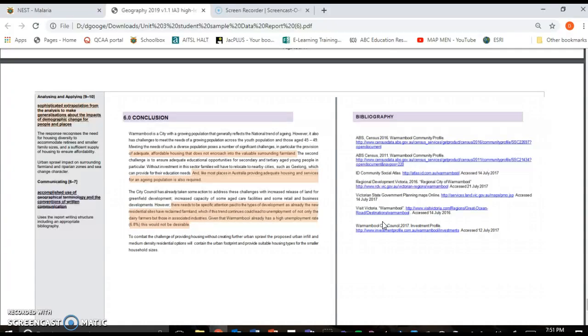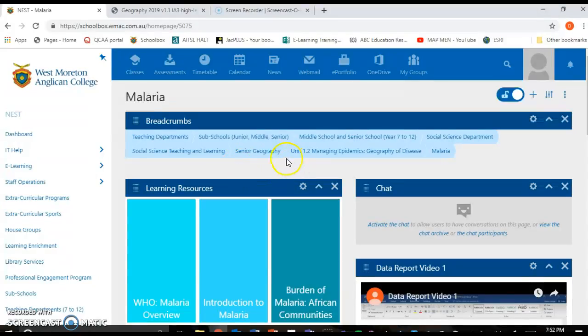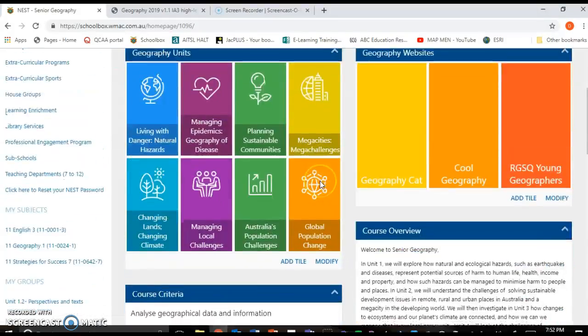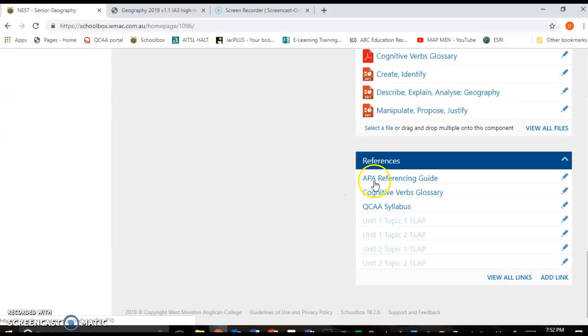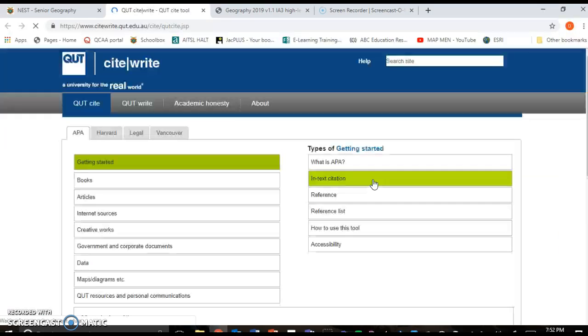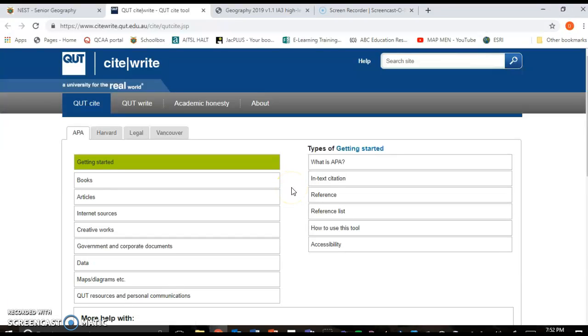I think this one uses Harvard. So just check on our senior geography page. Down here, there's a referencing guide that you can use. And when in doubt about referencing, ask the librarians.